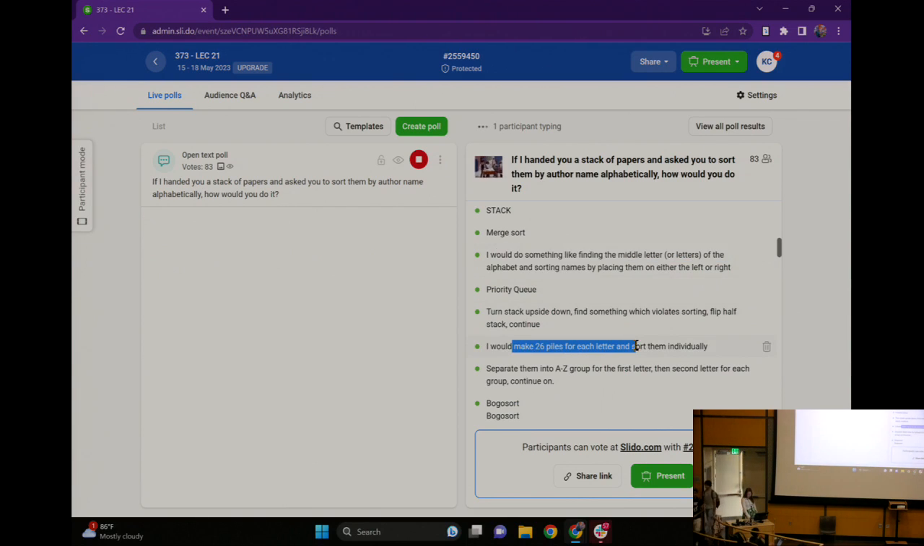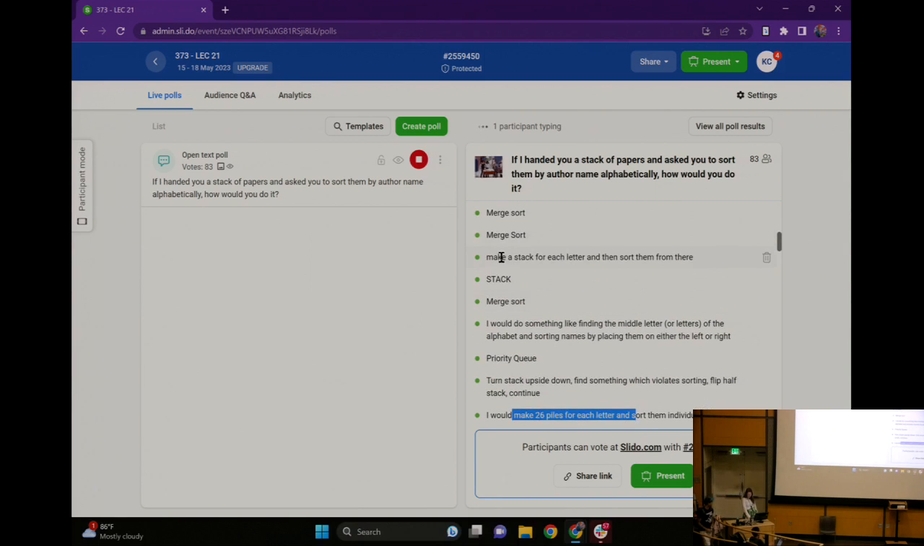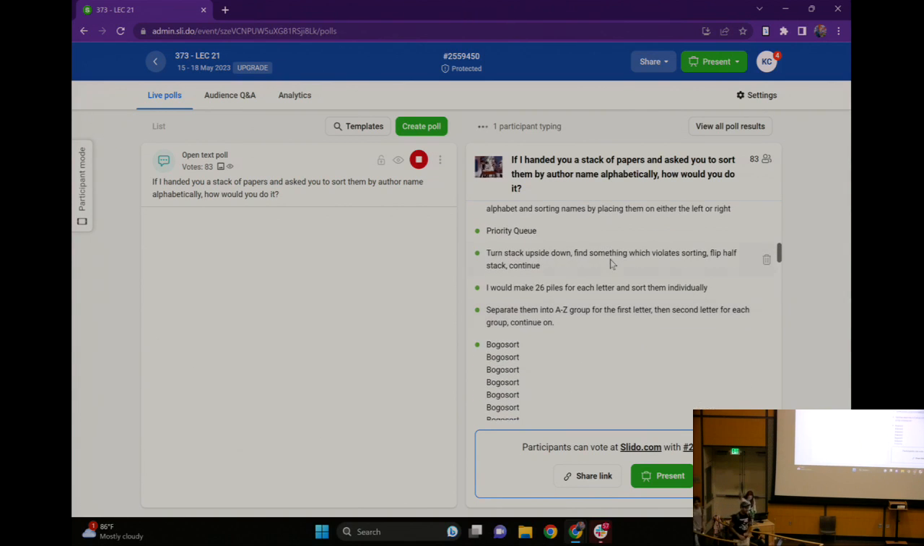26 piles, there we go. This one I would consider to be the same as this one. Let's see, separate them into an A to C group. Aha, so a lot of these groupings go by letter. Yes, me and the TAs are having a laugh because this is actually what we call bucket sort, where you separate the large collection into different buckets and then you sort within the smaller buckets and then mash them together because the buckets themselves are sorted. So you would have a bucket for all the A's and sort all the A's, and a bucket for all the B's and sort all the B's, and then you could plop the B's after all the A's because you know they're in sorted order.